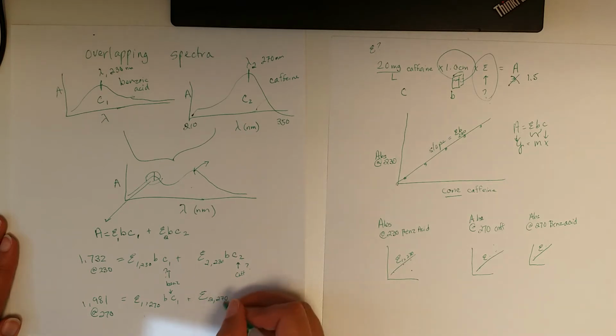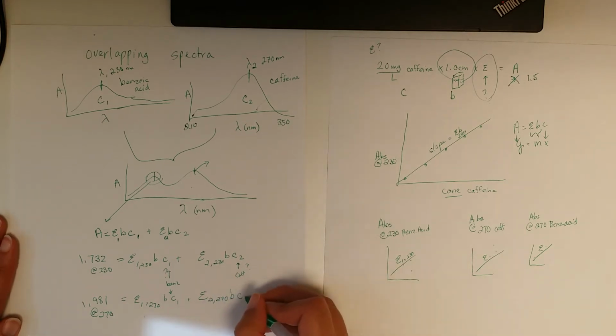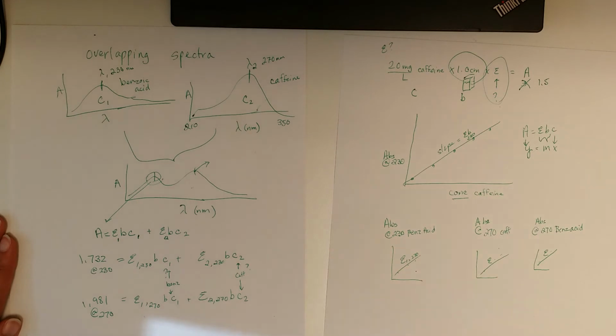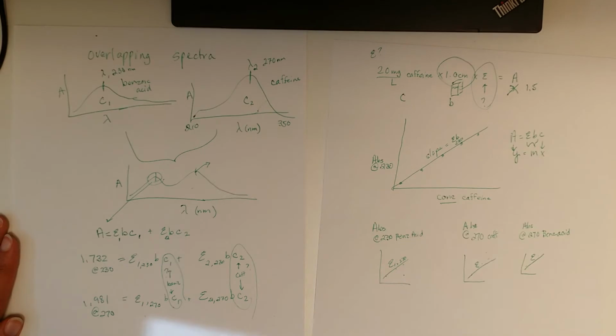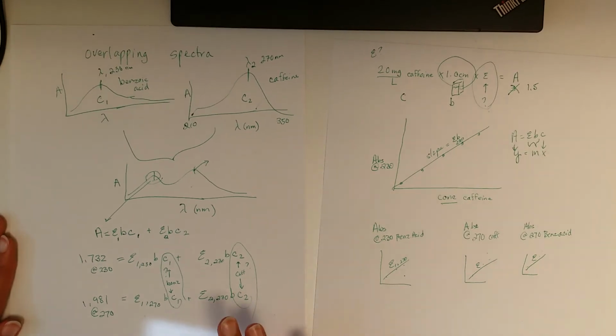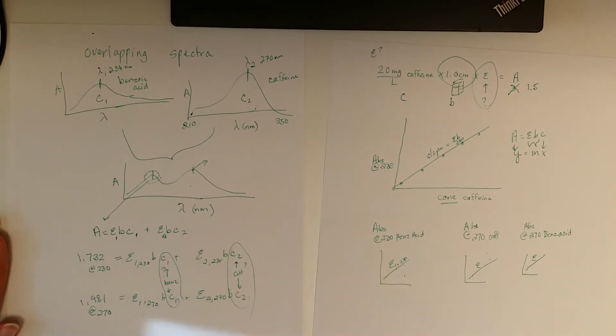These numbers are just an index, if you're keeping track. Same concentration of caffeine there. Now what you have is 2 equations, the 270, the 230, with 2 unknowns. Your unknown is concentration of benzoic acid, concentration of caffeine. With algebra, you can rearrange the 2 equations and 2 unknowns and plug them in.